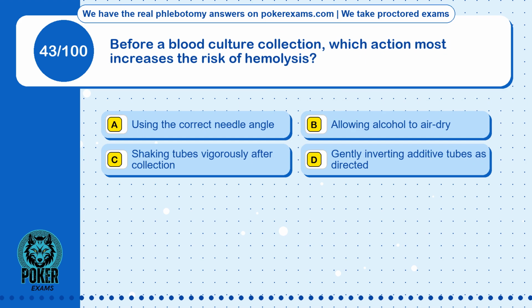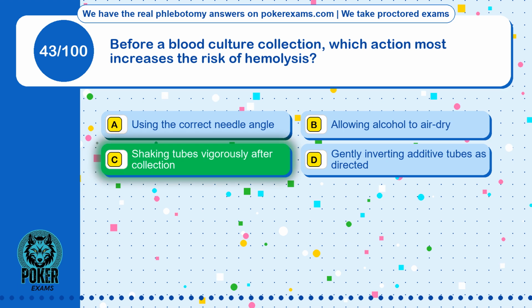Question 43. Before a blood culture collection, which action most increases the risk of hemolysis? Option A. Using the correct needle angle. Option B. Allowing alcohol to air dry. Option C. Shaking tubes vigorously after collection. Option D. Gently inverting additive tubes as directed.